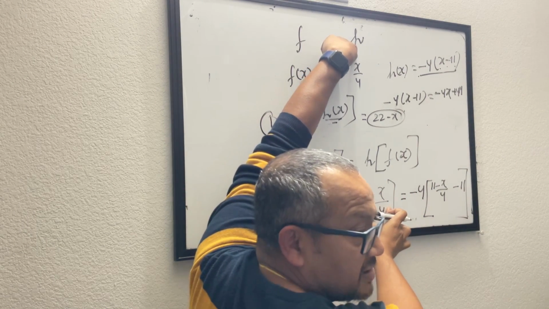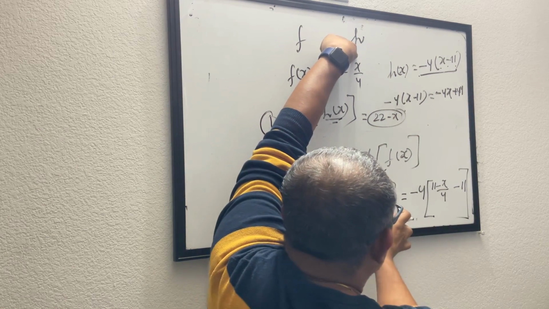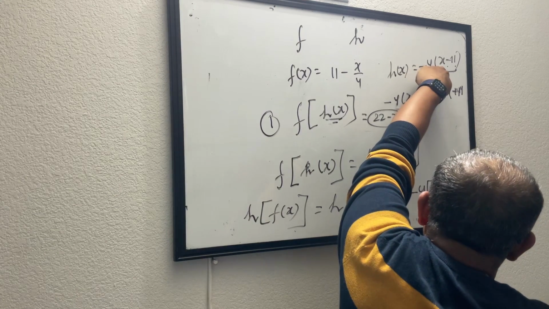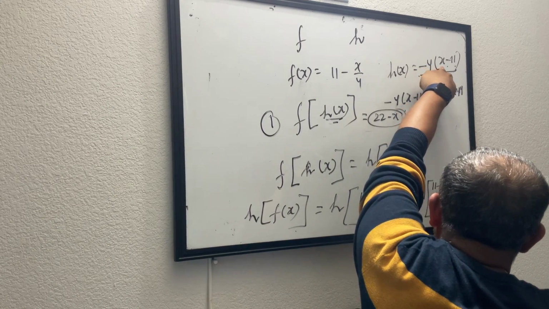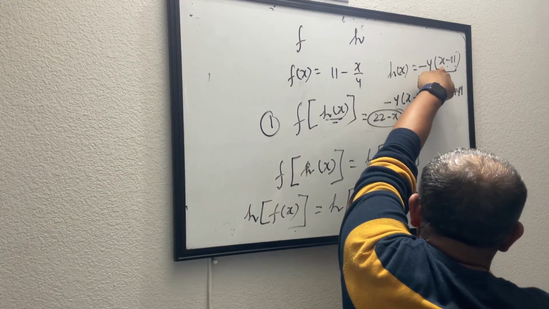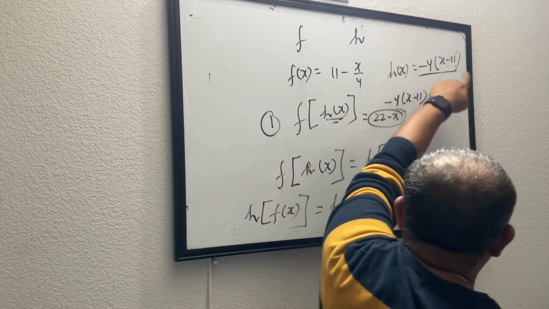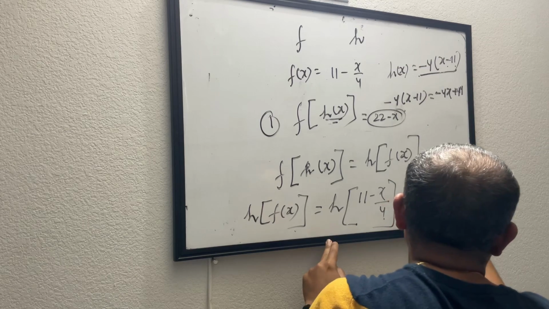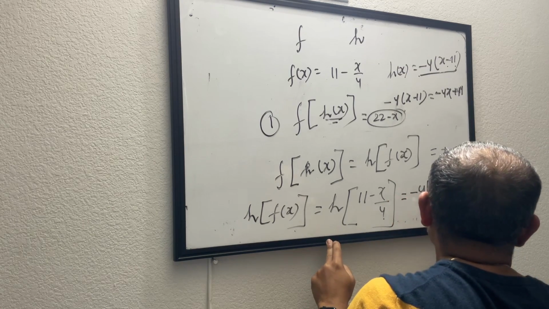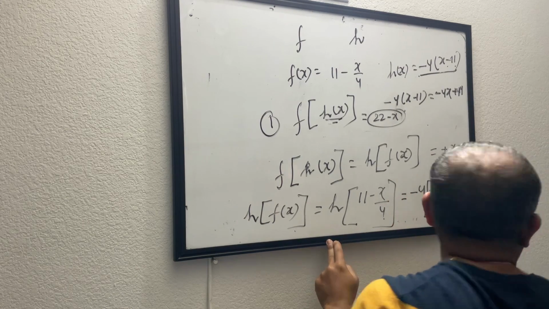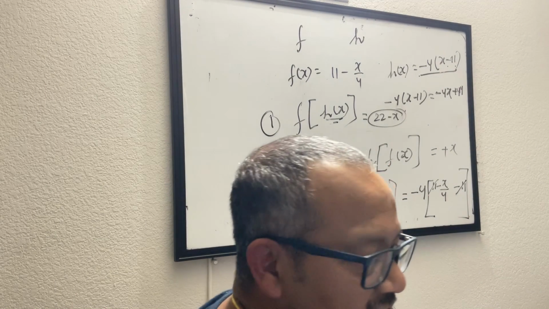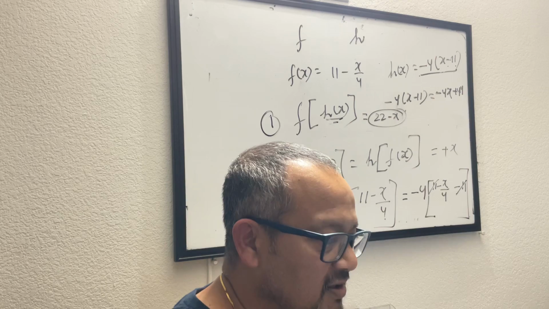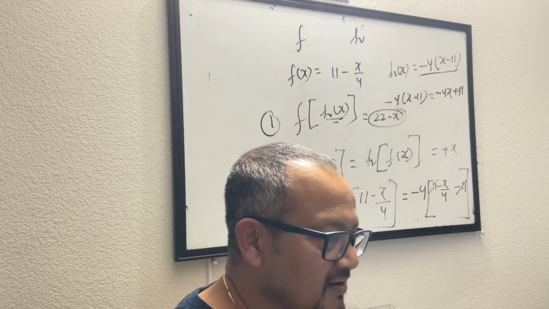Are you with me? Whatever is my input, that is going here in place of this x, which is 11 minus x by 4. These two are separate terms, so plus 11 and minus 11 will cancel out. So it's just negative x by 4. No, minus into minus becomes plus. 4 and 4 get cancelled out. Yes, so that's just x. So it's not the same. So these functions are not inverse. See, they weren't inverse.